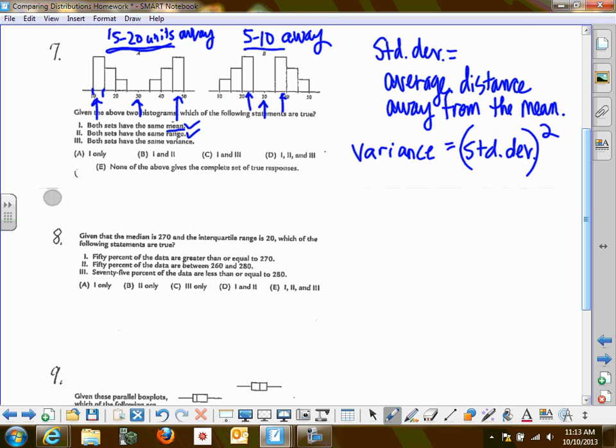The left one. Because more of the data is farther away. So the average away from the mean is bigger. This one has a larger standard deviation. So both sets do not have the same variation. So which one of those are true? Just 1 and 2. That's very important. That's a very important concept. You have to understand this idea of being farther away, more far away is a bigger standard deviation.